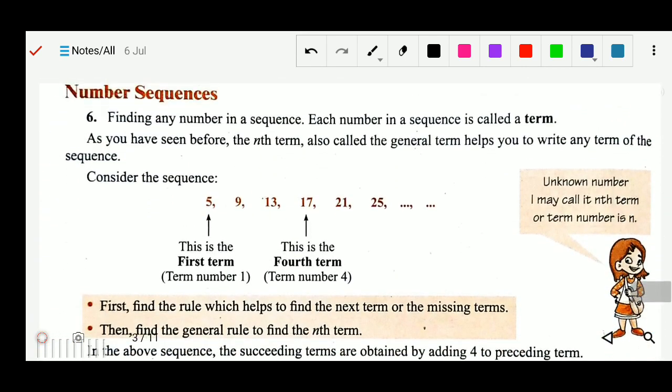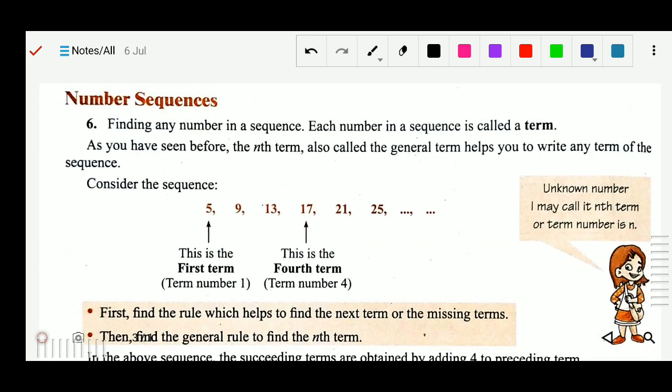Next is your number sequence. Now we have studied the shapes, how dots or lines are increasing. Now for a number sequence, the unknown number I may call the nth term. Suppose the numbers are written like 5, 9, 13, and this dot dot dot means the nth term, that is the unknown one. Unknown means the one you have to find, the nth term.